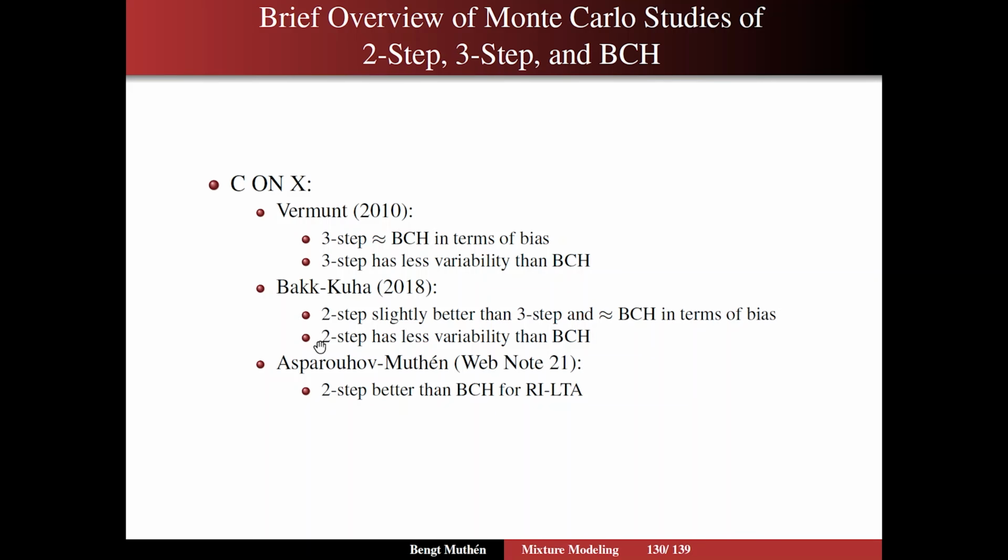But the differences are fairly small, I would say, compared to, say, three-step or BCH. We have the WebNote 21 where we looked at random intercept latent transition analysis, so more than one latent class variable, where we found that two-step did better than BCH. So maybe two-step is slightly favored in the C on X context.